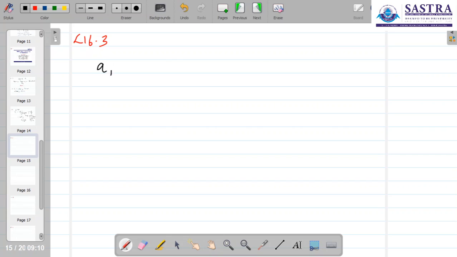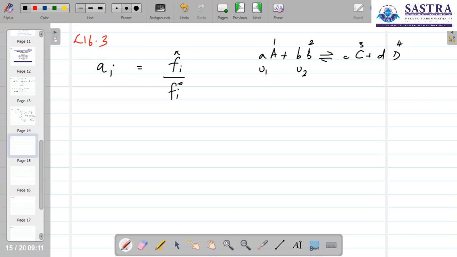Now let us try to split this activity itself. We write it as f_i cap, the fugacity of the component in a solution, to the fugacity of its pure component in the standard state. So if we think of a reactive system like aA plus bB giving cC plus dD, let's assume this is the first component, this is the second component, this is the third component, and this is the fourth component. So this is the stoichiometry of the first, second, third and fourth components, and the stoichiometry of the reactants is signed, so that should be minus a and minus b.